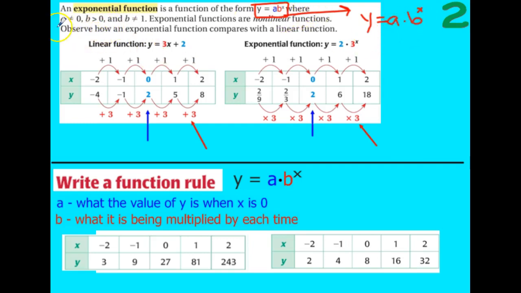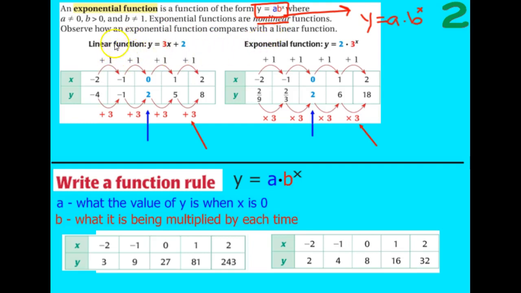It says where a cannot be 0, so it's not multiplied by 0. And b has to be greater than 0, meaning our number here has to be 1 or 2 or 3 or something. And b cannot be a 1. We can't have a base of 1, otherwise we're not growing, we're not going anywhere. So don't worry about this so much, just know that this is our function or equation, y equals a times b to the power of x. These are called nonlinear functions because they're not lines.